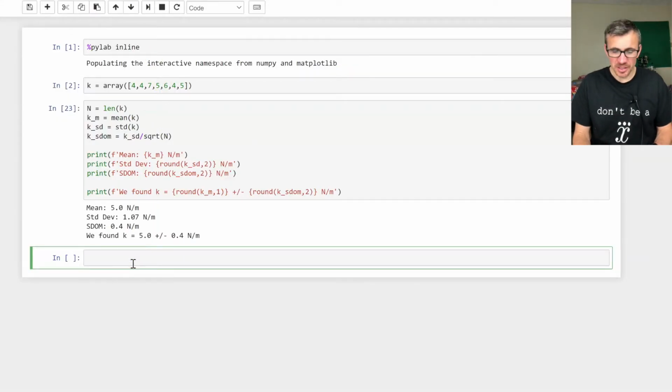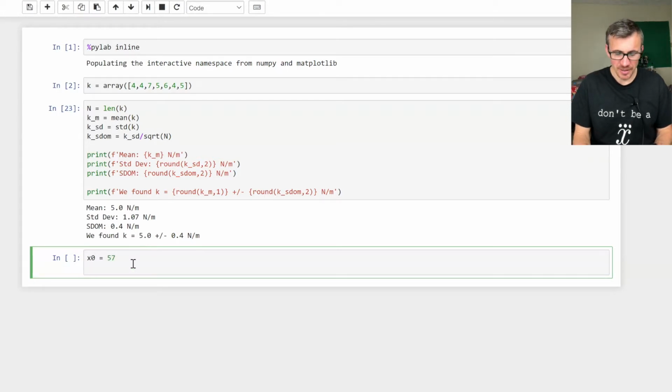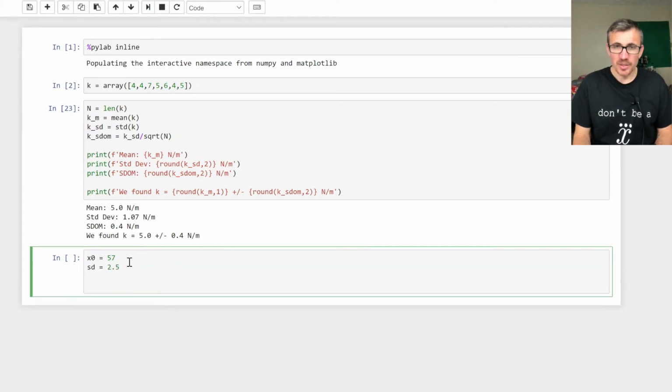So what I'm going to do is, let's just say we're measuring something, a position. Let's say we know the true value is 57 millimeters or something like that. And our uncertainty that we've inferred somehow, our underlying uncertainty, is, I don't know, 2.5, just for example. Okay? So let's actually look at this.